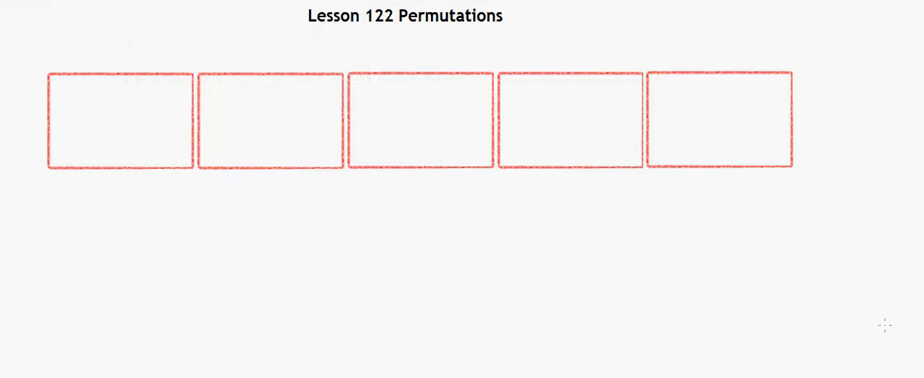Lesson 122 is called Permutations, another important concept you may or may not get to in Algebra 1. I think it's in that book. We just haven't reached it yet. It is something you will encounter in high school. It's a major concept. It's a unique one. We don't have a lot of other lessons related to this type of thing, but it is important.